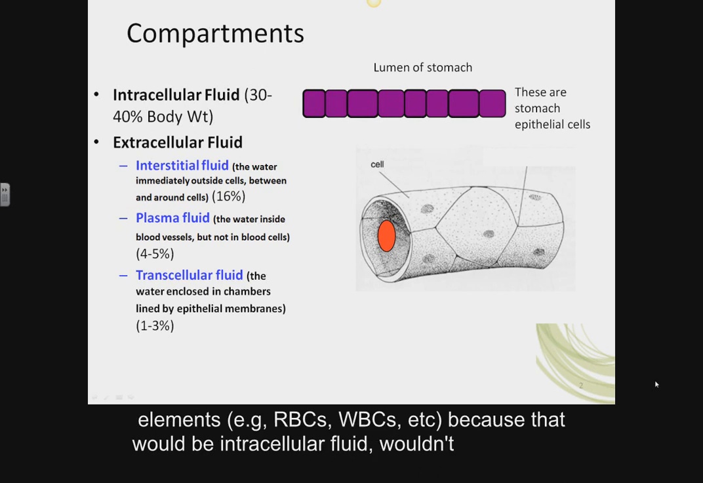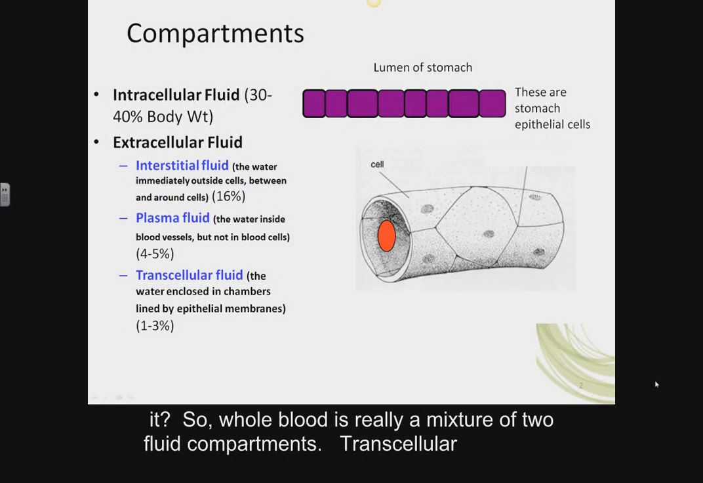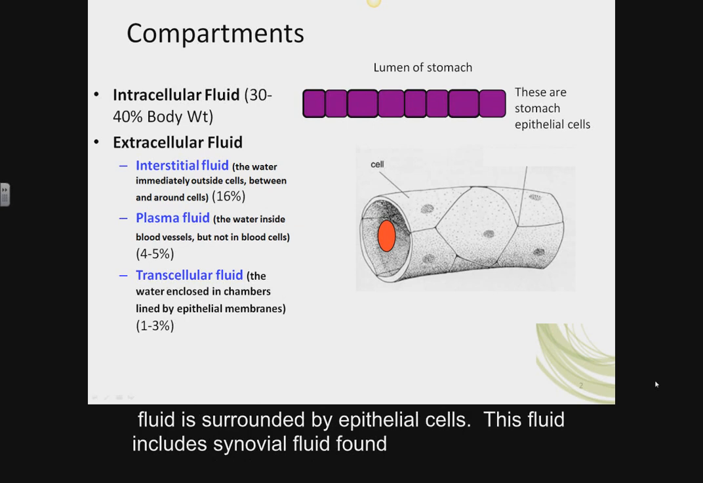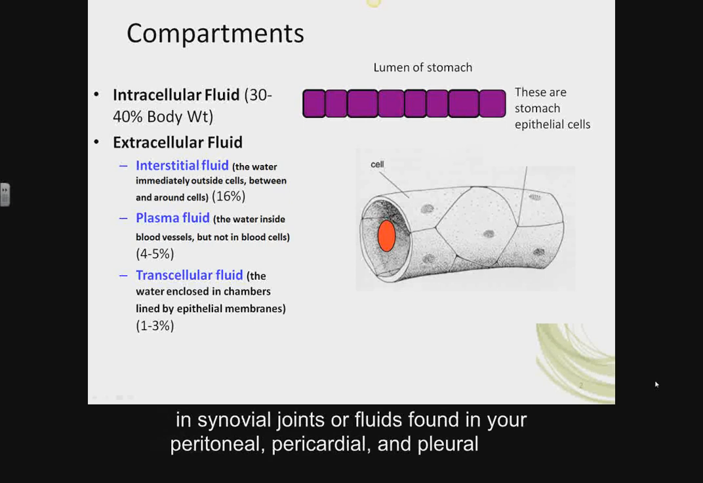Transcellular fluid is surrounded by epithelial cells. This fluid includes synovial fluid found in the synovial joints, or the fluids found in your peritoneal, pericardial, and pleural cavities, for example. So the largest body fluid compartment, again to say it, is your intracellular compartment, followed by the interstitial fluid, then plasma, and the smallest compartment is the transcellular compartment.